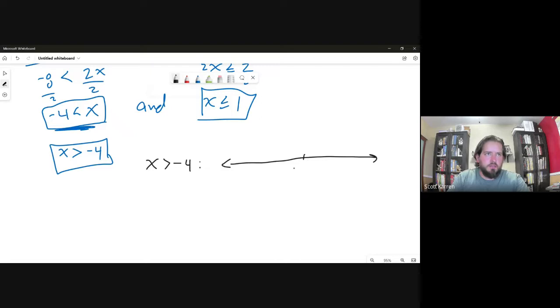straightest number line ever. But let's just call this 0. Here's -4. And so it's anything greater than it. So it's that open circle and then shade it to the right. It's everything to the right.